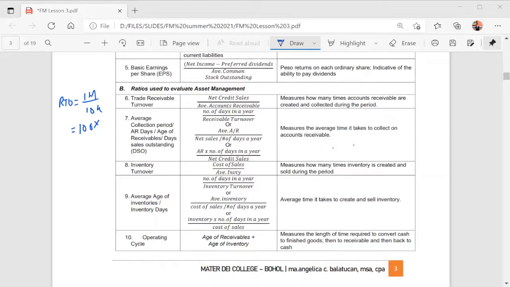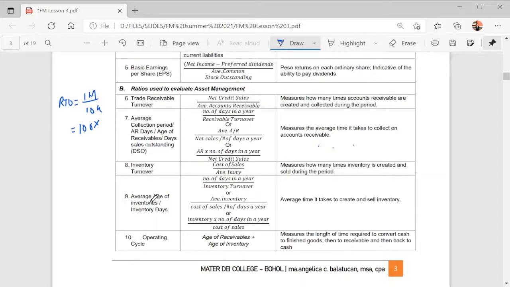Unya kung makabayad ta sa utang, makapangutang na sad ta for inventories na sad balik, di ba? So, I can't wait forever. So, the shorter or mas paspas ang collection, that would be better for the firm.